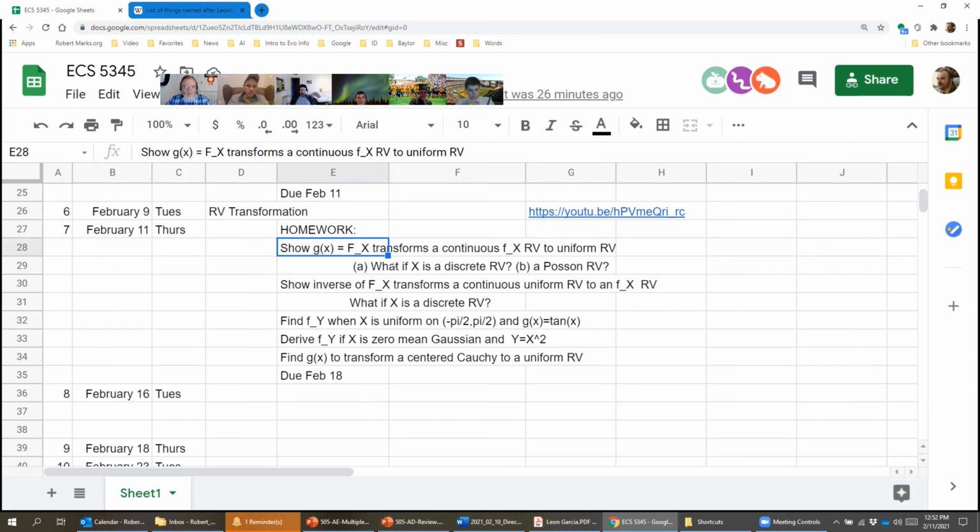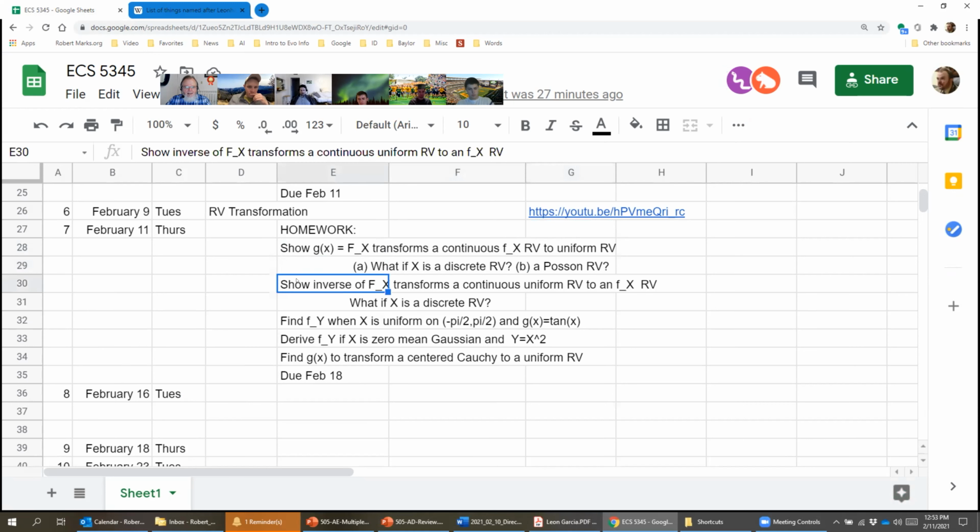And one of the things I want you to do, which we didn't do, is look at what if x is a discrete random variable? What happens to this transformation into a uniform random variable? And it's not pretty. I will tell you that it isn't pretty. And then a Poisson random variable. I think it's very interesting because it packs the probability mass functions really close to each other. And so this is the synthesis problem in making an arbitrary random variable into a uniform random variable.